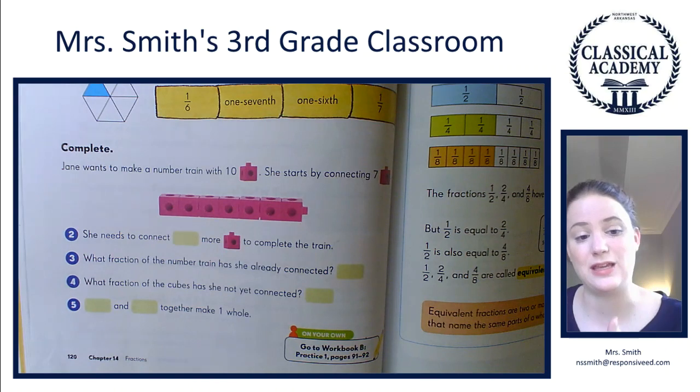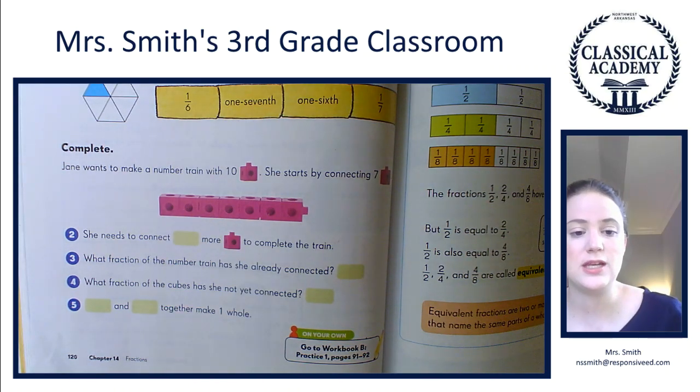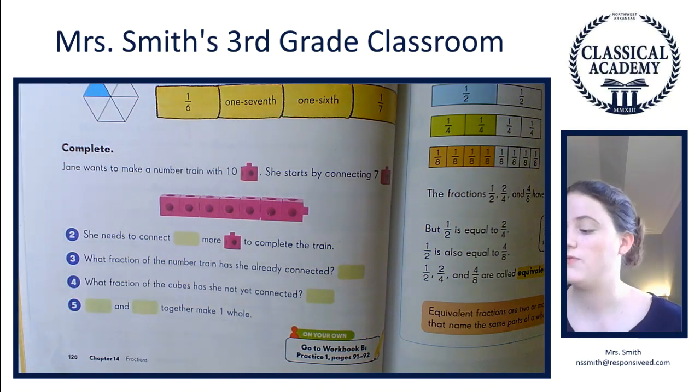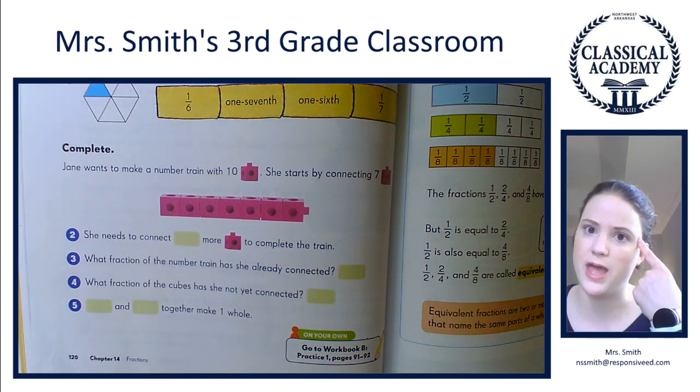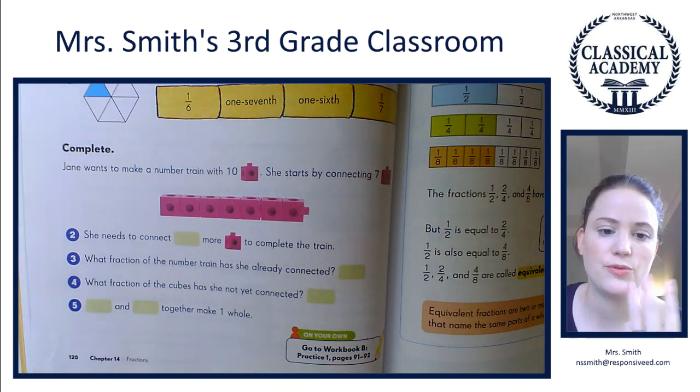All right, Jane wants to make a number train with 10 of those number cube blocks. She starts by connecting 7. She needs to connect 3 more of those to create the chain. How did I get that? Well, I know in mental math, 10 minus 7 is 3.